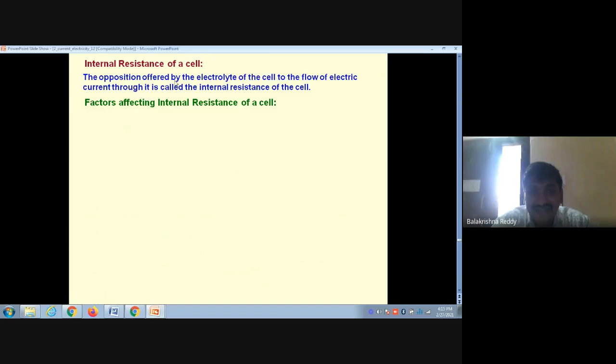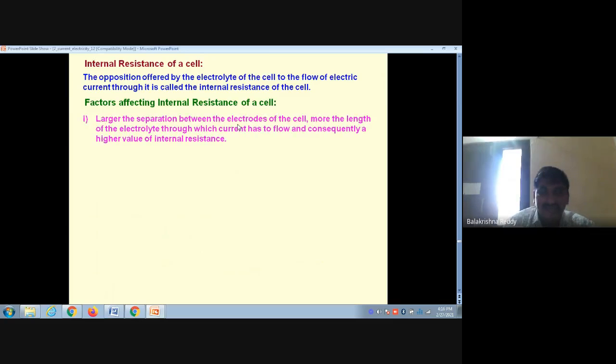Next, factors affecting the internal resistance of a cell. What are the factors? See here. The larger the separation between the electrodes of the cell, the more the length of electrolyte through which current has to flow, and consequently the higher the value of internal resistance. Means the electrodes you are using should be larger, wider. Okay, an exchange of ions takes place easily if it is wider, then the current flow also takes place. Simultaneously, internal resistance develops inside.